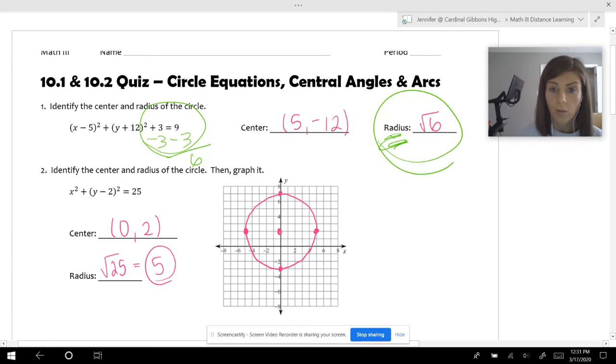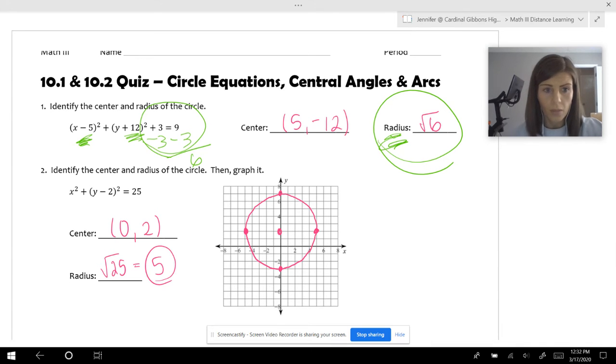But most of you did really well with the center of this circle. To find the center, we just do the opposite of these two numbers that are in the parentheses with the x and the y. So positive 5 and negative 12.